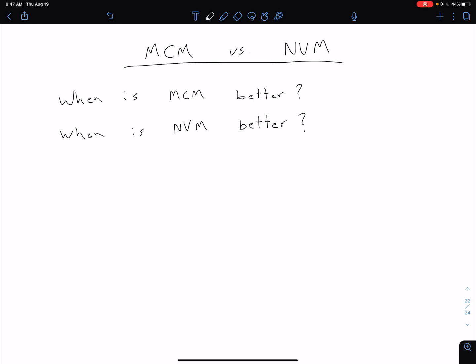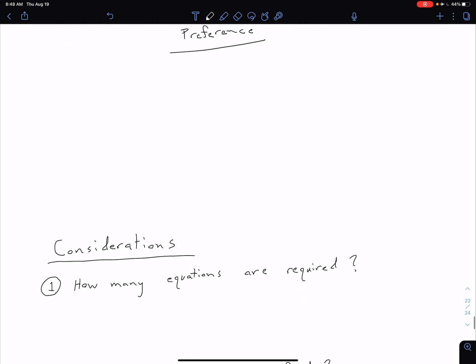Now that you're familiar with both mesh current method and node voltage method, some obvious questions are when is it better to use mesh current method and when is it better to use node voltage method? And we're going to look at a few things to consider which can maybe help you choose, but ultimately it's going to depend on your preference. So let's look at a few important considerations.